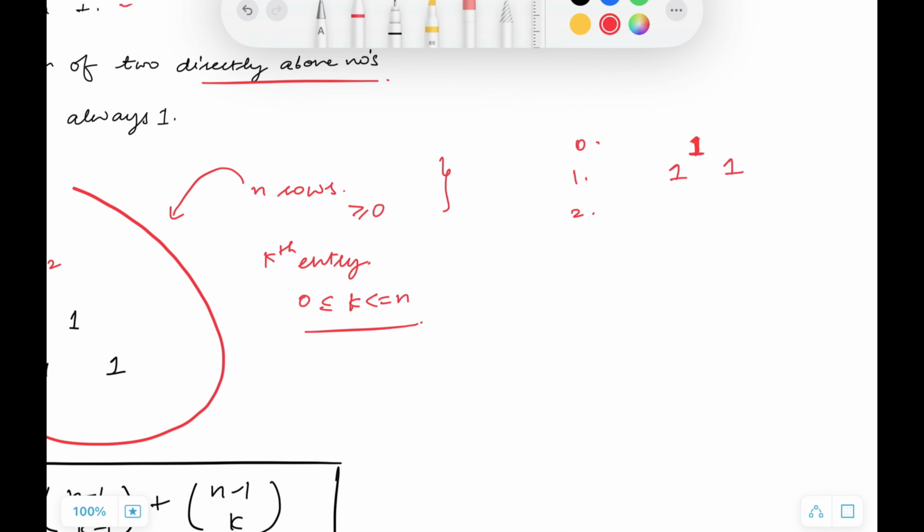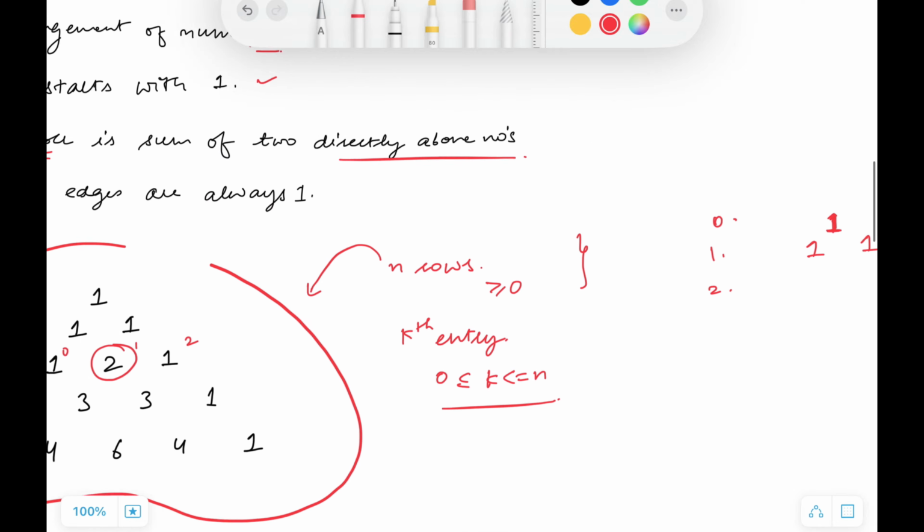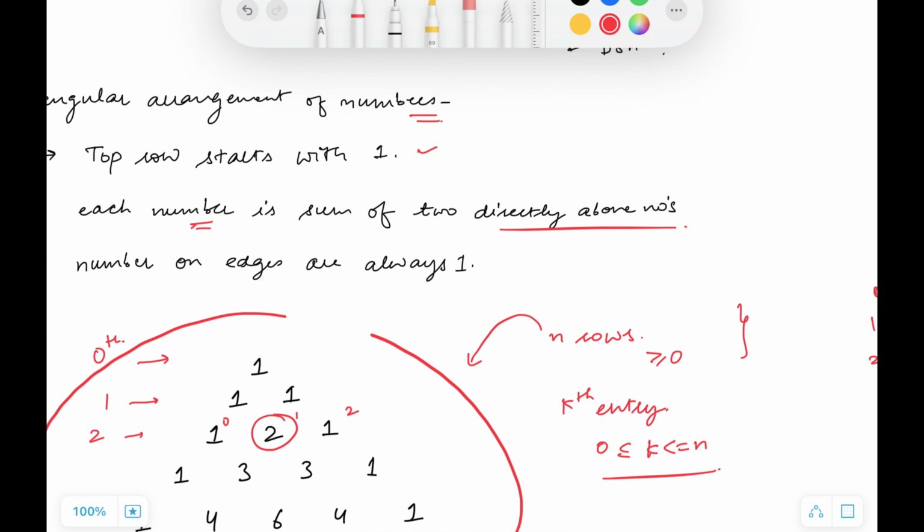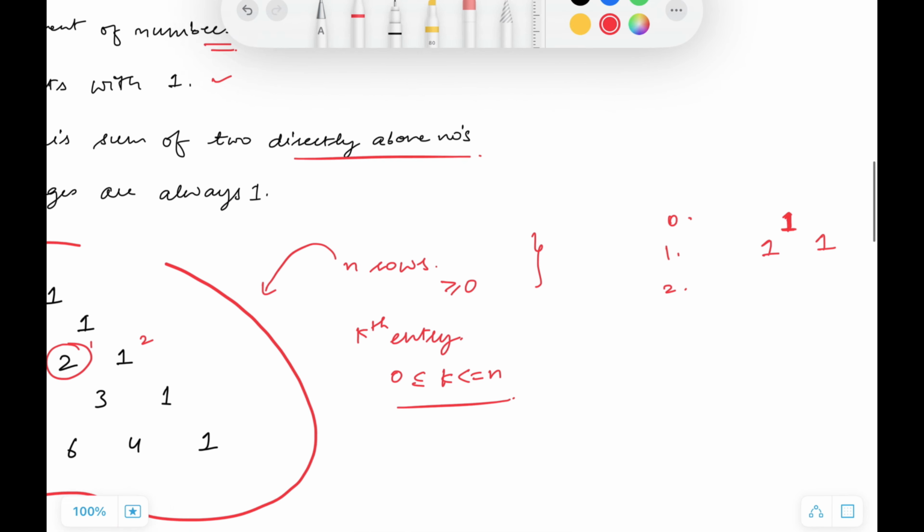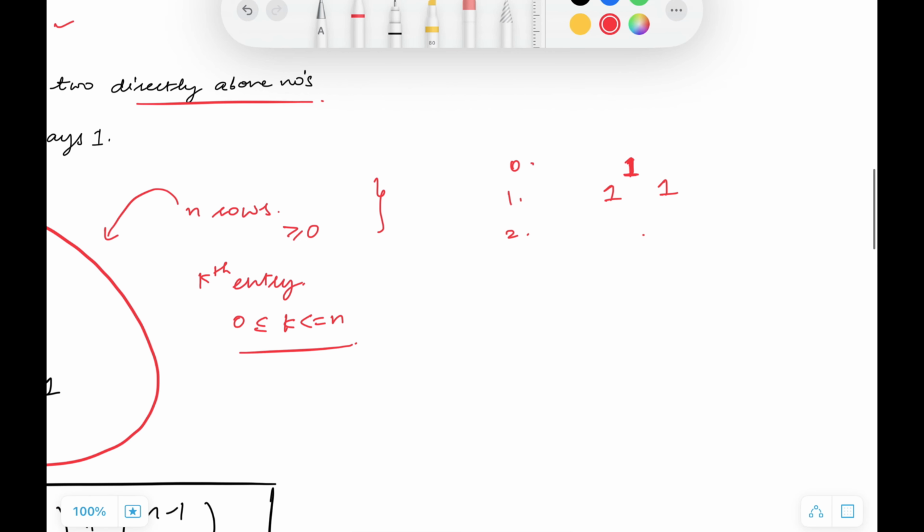In the second row, each number is the sum of the two directly above numbers. So here it is the sum of these two directly above numbers, 1 plus 1, 2. But every row starts and ends with 1. Now let's try to build the next row. The two directly above numbers sum to 3, and the next two directly above numbers also sum to 3, starting and ending with 1. This is how Pascal's triangle is created.